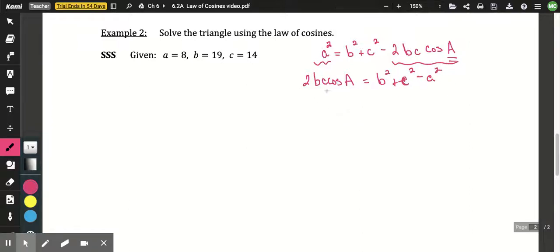Then I would divide both sides by 2bc. So that would give me cosine A is equal to all of this stuff, b squared plus c squared minus a squared, all of it divided by 2bc. And then finally, I would take the inverse cosine. So that would give me inverse cosine of all of this lovely stuff.